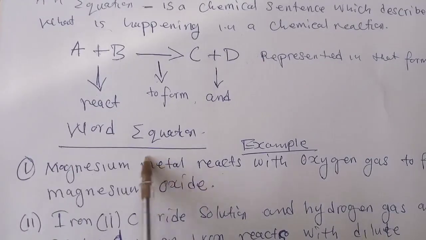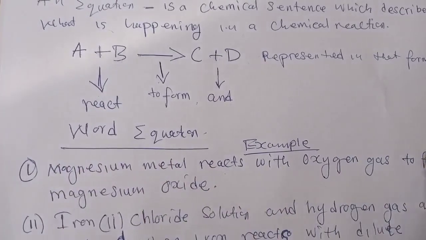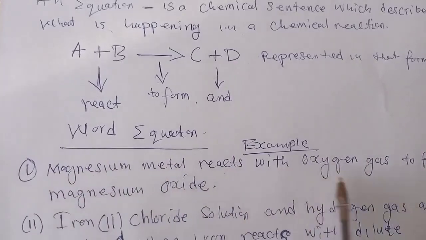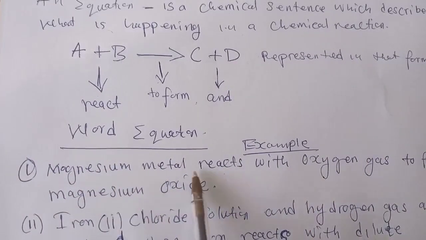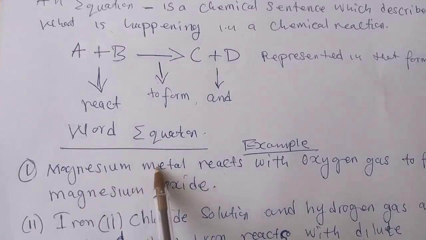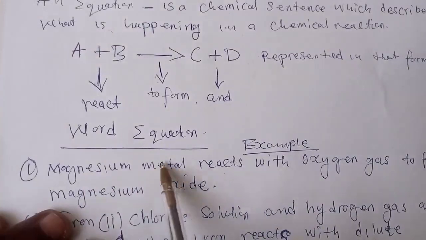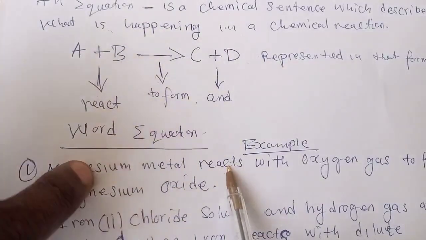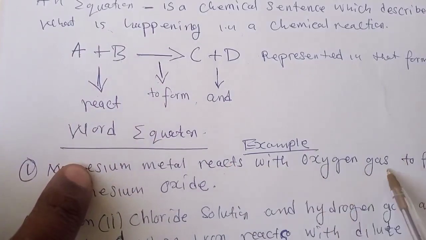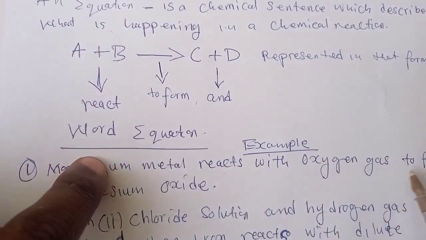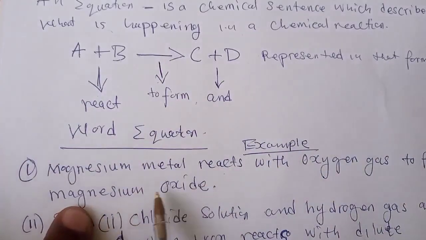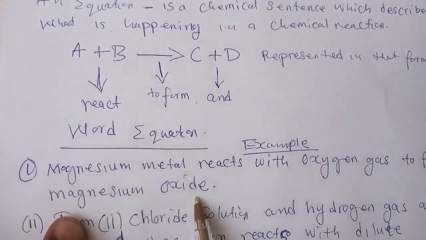If you are able to tell here, you can even tell me which ones are the reactants and which ones are the products. They're saying that magnesium metal reacts, meaning that magnesium metal is one of the reactants, with oxygen. So oxygen as well is a reactant, to form magnesium oxide.